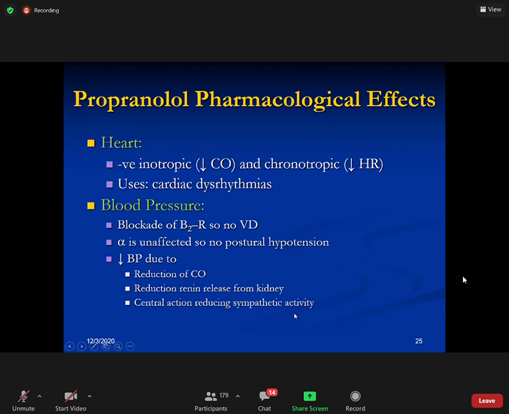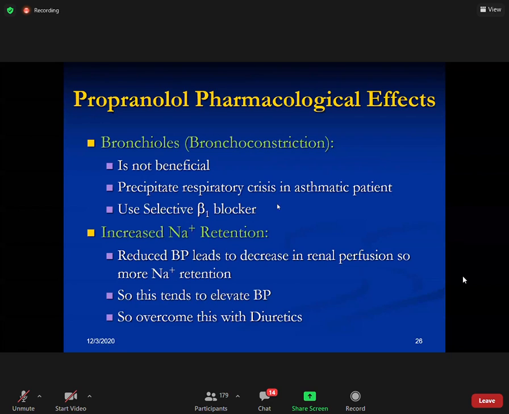I feel the beta blocker is always used in any hypertensive patient. But later on, you'll hear about ACE inhibitors and calcium channel blockers, which are more preferred over these medications. Now, the bronchioles: it is not beneficial. What we said, it precipitates respiratory crisis in asthmatic patients. Use selective beta-1 blockers in case of what? If you have any cardiac patient.